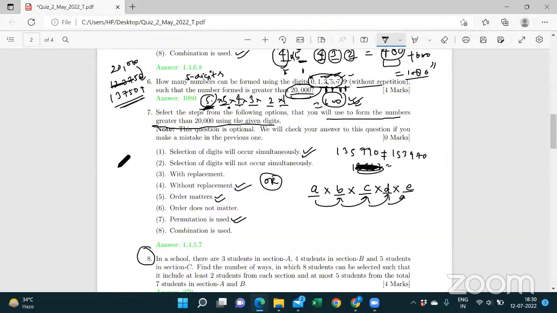Can you repeat? Sir, the sixth question, a number that is greater than 20,000. So could it be 20130? So the second digit would be 0. But repetition is not allowed here, you see. Sir, fine. The last number can be 5 then. Yeah, repetition is not allowed. And one more thing, in the given digits, 2 is not there. We have digits only 0, 1, 3, 5, 7, and 9.